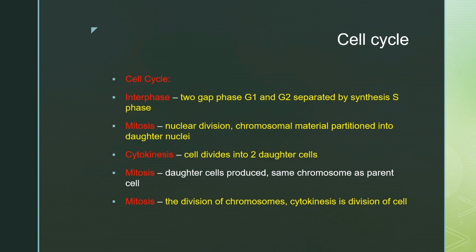So mitosis, essentially, is the nuclear division of chromosomal material partitioned into daughter nuclei. So daughter cells, that's where you get that from, not haploid, daughter. You'll get diploid, not haploid. At the very end, you'll get cytokinesis, where the cell divides into two daughter cells. So daughter cells will be produced, and they'll have the same chromosomes as the parent cell. Mitosis is the division of chromosomes, cytokinesis is the division of the cell.